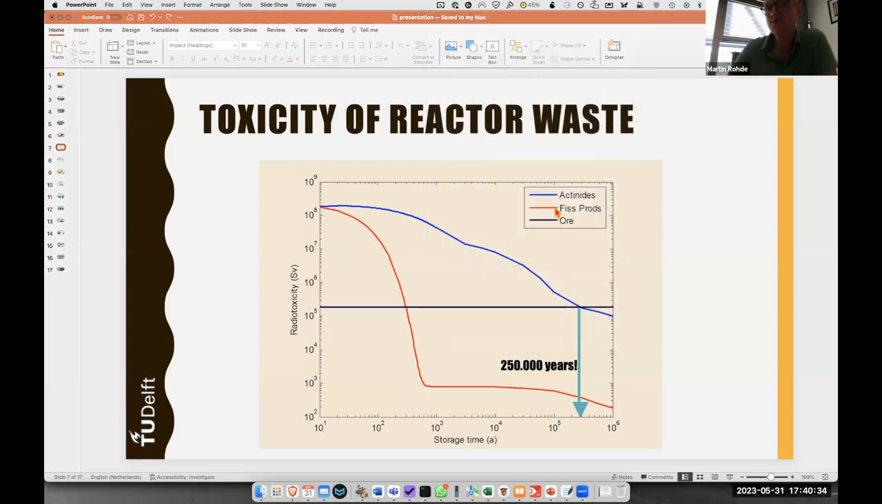Whereas for the higher actinides, so the ones that are artificial, in the upper right corner in the isotope table, this is a logarithmic plot. So this is in years, and this is the radiotoxicity. So you see that after 250,000 years, the entire waste, including the actinides, drops below the black line. And this is why nuclear waste is long living, mainly due to the artificial actinides that you produce by neutron capture and beta decay.